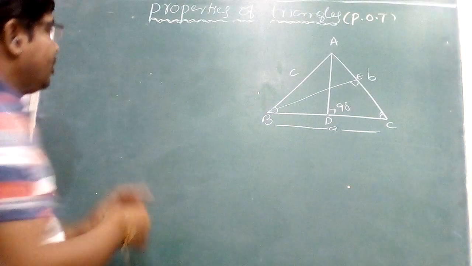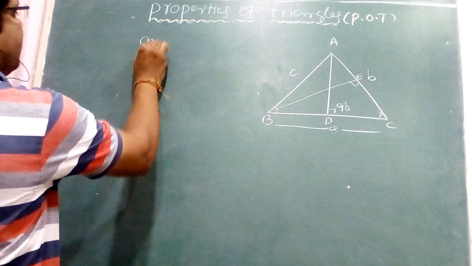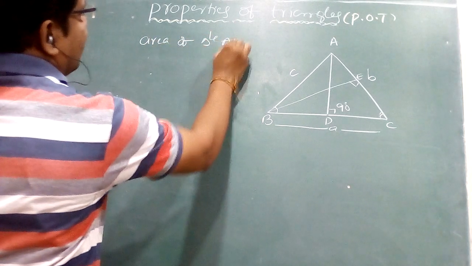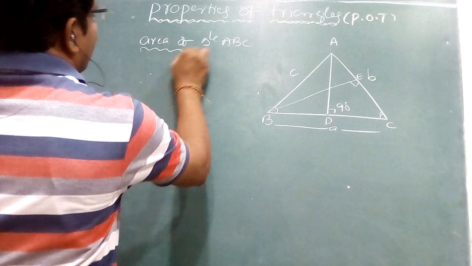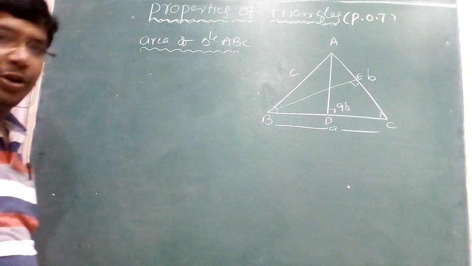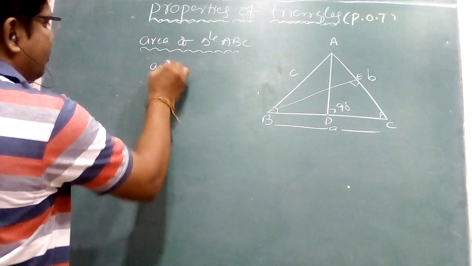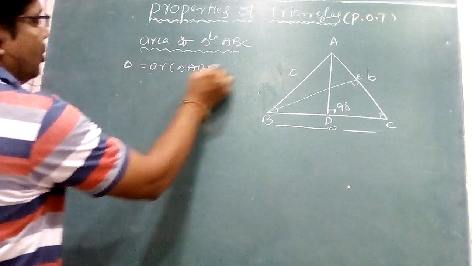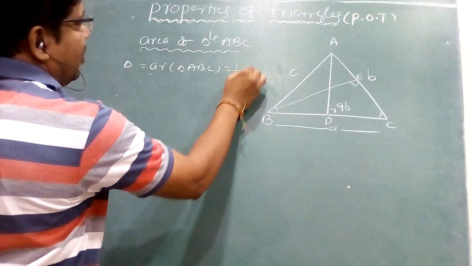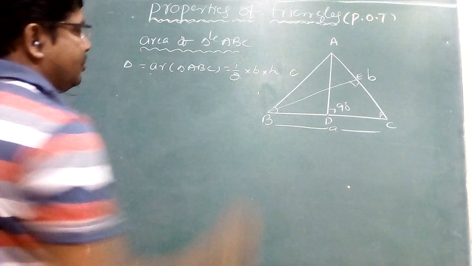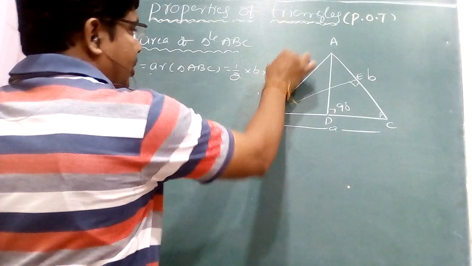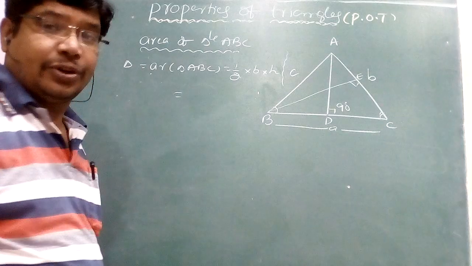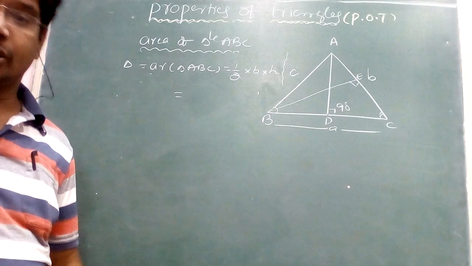Now, area of triangle. Triangle ABC. Another formula now. Area of triangle ABC, you can call it delta also, is equal to half into base into height. And one more formula is the square root of s into s minus a into s minus b into s minus c. That also I am proving now.